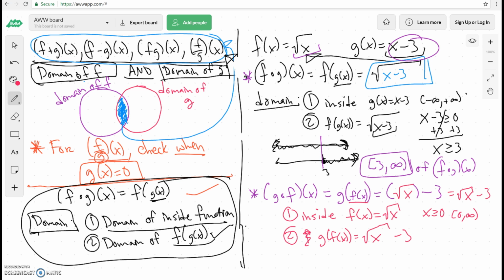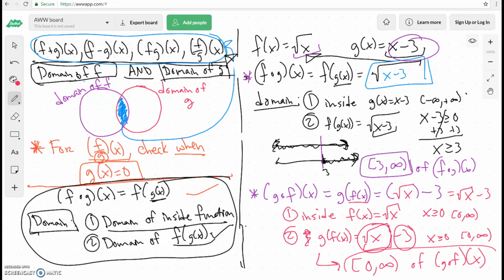Now notice that the domain of this is exactly the same, because this minus 3 is not going to really affect it. It's just taking the domain of this portion. So x is still greater than or equal to 0, and the domain is the same thing. Basically, the domain in this case is from 0 to infinity, and this is for g of f of x. So notice that the domains are very different for both of them. One of them was from 3 to infinity, the other one was from 0 to infinity. So just as a reminder, make sure that you take the domain of the inside function and take the domain of the entire function.